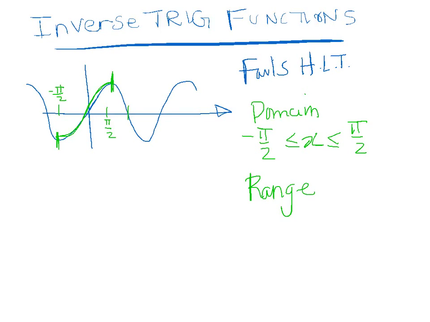and the range of the sine is going to be minus 1 to 1. Okay, the values for sine x run between minus 1 and 1. Alright, so what we can do is let's imagine an inverse sine function that we'll call the arcsine.